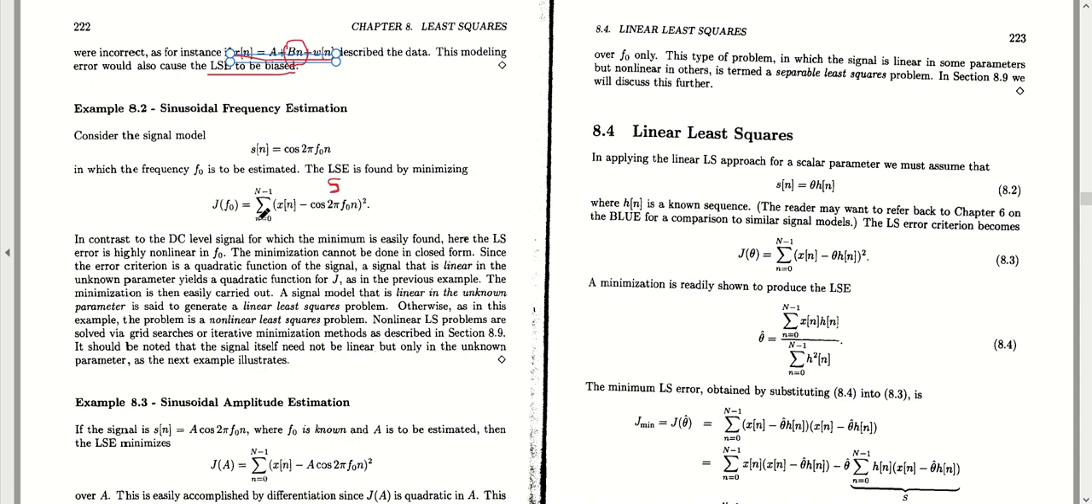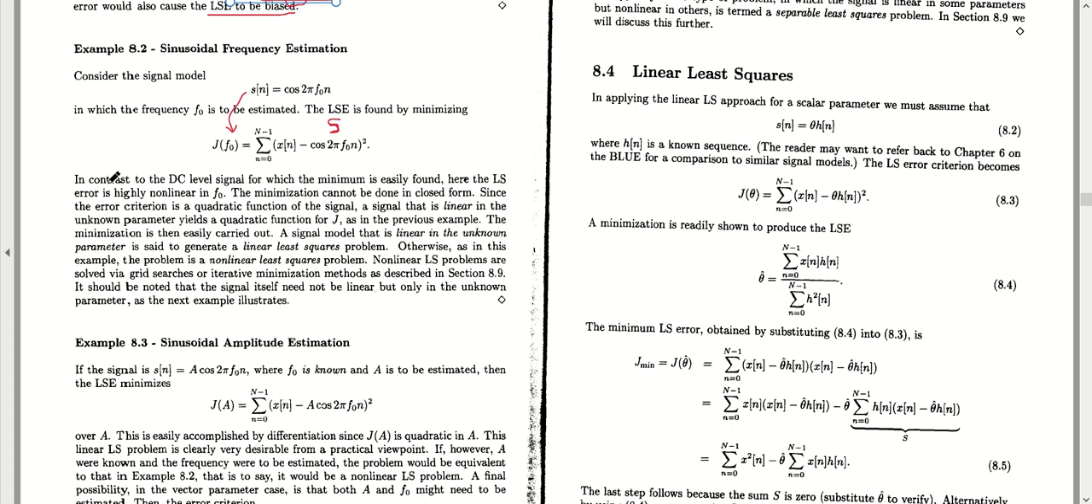If we recall how we estimate the frequency component in the maximum likelihood sense, it was actually very complicated. So in this case, going from here to here, it's very simple and easy. But in contrast to the DC level signal, for which the minimum is easily found, the LS error is highly nonlinear in f0 because it has this cosine term. The minimization cannot be done in closed form.